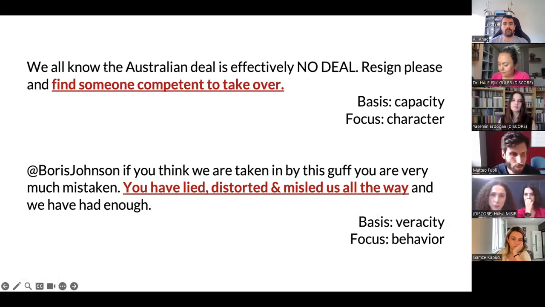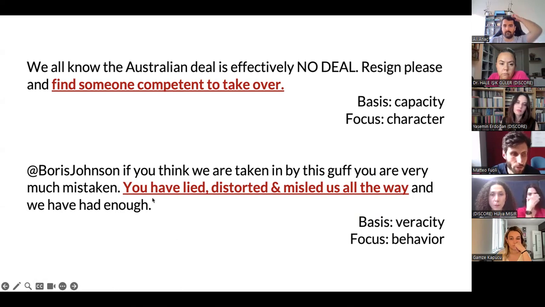Let me give you a couple of examples to illustrate two of these strategies. So first one: "We all know the Australian deal is effectively no deal. Resign, please, and find someone competent to take over." So in this tweet, the basis of blame is the politician's capacity, so they're criticized for not being competent, and the focus is on their character. So their incompetence is framed as something permanent, as something inherent in their personality.